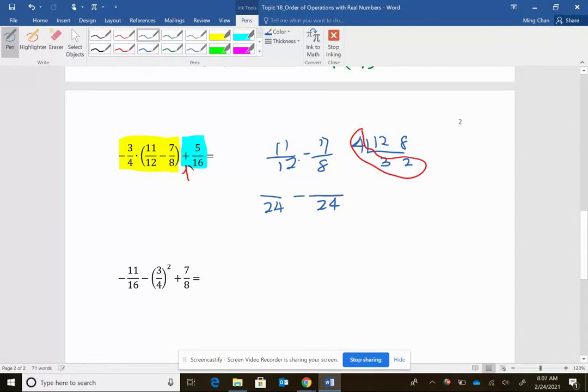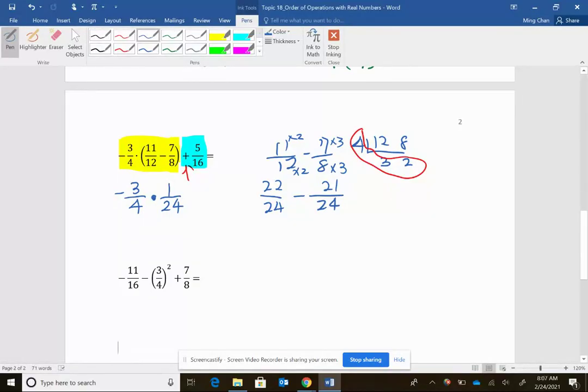12 becomes the new 24, times by 2. Numerator times by 2, that's 22. 8 becomes the new 24, times by 3. Numerator times by 3, that's 21. 22 minus 21 is going to be 1 over 24. So this problem now becomes negative 3 over 4 times 1 over 24. I'm not going to put that in the parenthesis because it's positive coming out, even though I'm multiplying by a negative fraction. Without the parenthesis it will make the next step easier.